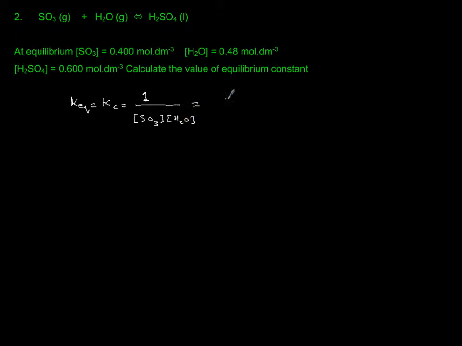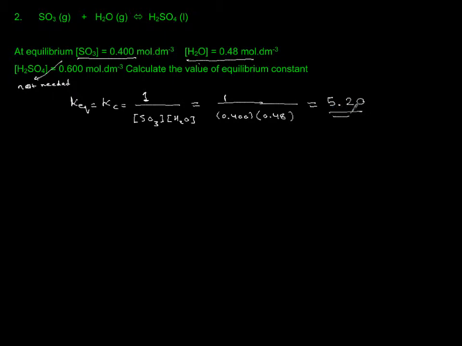Then we plug in numbers, so 1 divided by, concentration of sulfur trioxide is 0.4. Concentration of H2O, steam, is 0.48. And concentration of sulfuric acid is not needed. So it's just an extra piece of information. Do not use it. It's a pure liquid. Its concentration stays as is. So when you do this ratio, it's 5.20. And that's your K equilibrium.